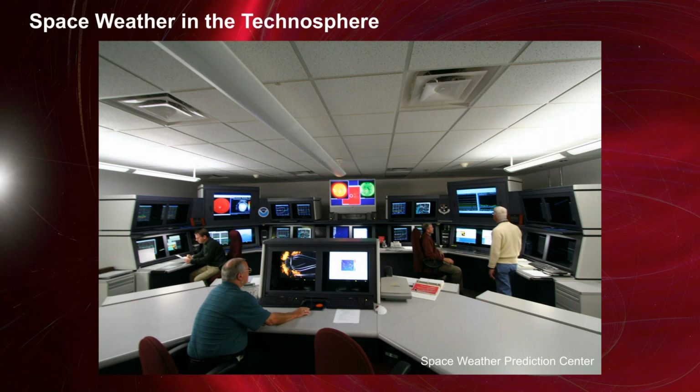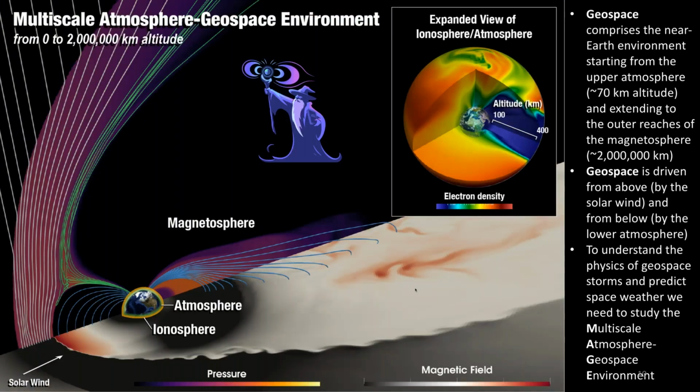In fact, there are facilities like the Space Weather Prediction Center in the US, which is operated by NOAA, where people do track these space weather disturbances and make predictions for the affected industries. So going from this now to a little bit of the science of this system, I started talking about geospace to you, but I never told you what geospace is. So let me define it.